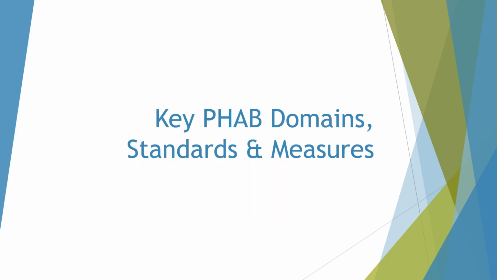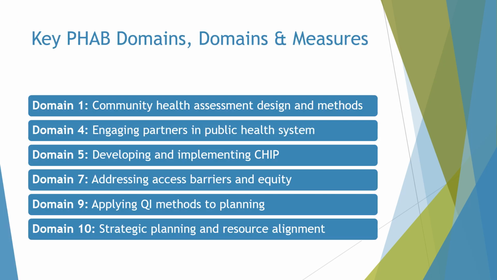So now let's zoom in on the PHAB standards most relevant to child and CHIP. There are 12 domains in total, but for child and CHIP, domains 1, 4, 5, 7, 9, and 10 are especially important. Let's walk through the PHAB domains most critical to the child CHIP process. These domains represent the heart of community assessment, improvement planning, and public health performance. Even if your LHD isn't actively pursuing accreditation, aligning your child CHIP work with these domains strengthens your foundation and prepares you for future readiness.